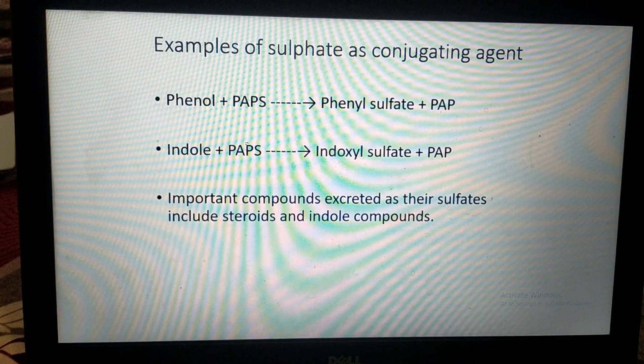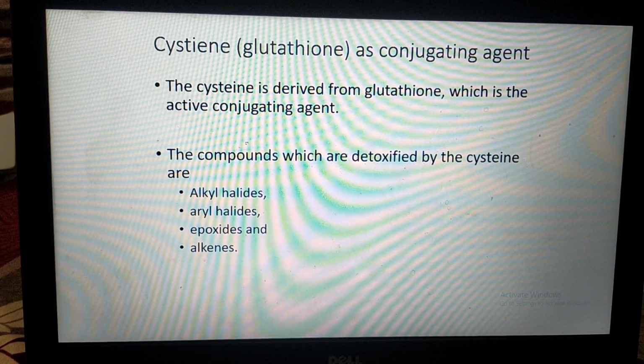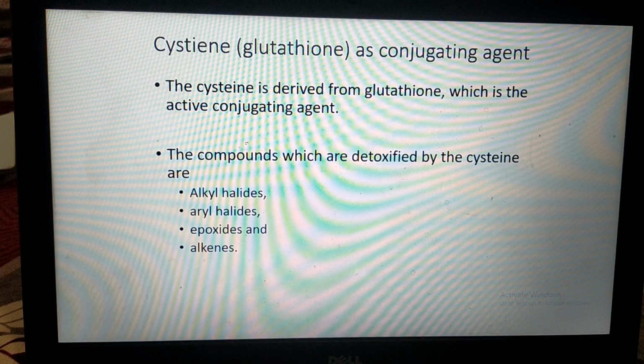Next, cysteine as a conjugating agent. Now here free cysteine is not available in the body for reaction, therefore glutathione is an active cysteine, or it can donate cysteine during the reaction. By conjugation with cysteine, the following compounds are detoxified. First is alkyl halides, aryl halides, epoxides, and alkenes.